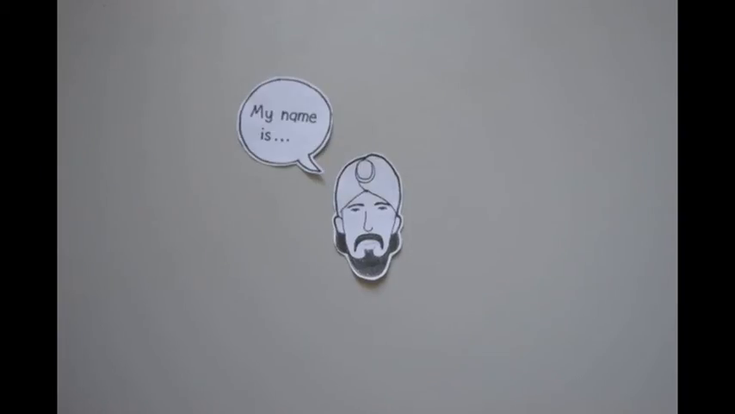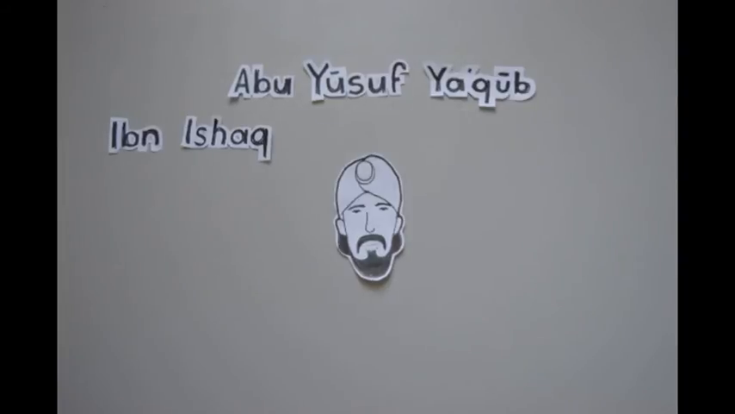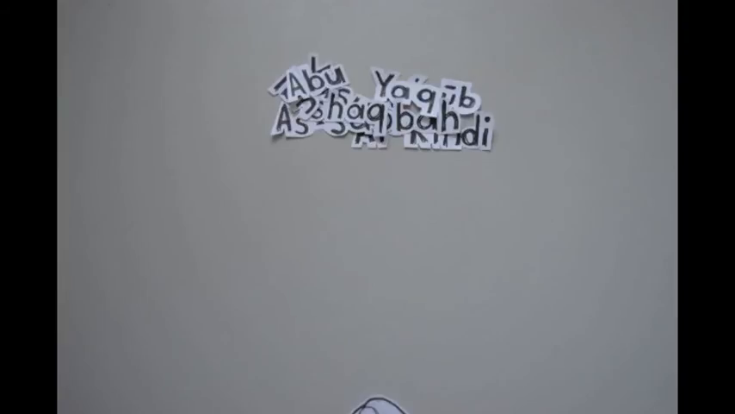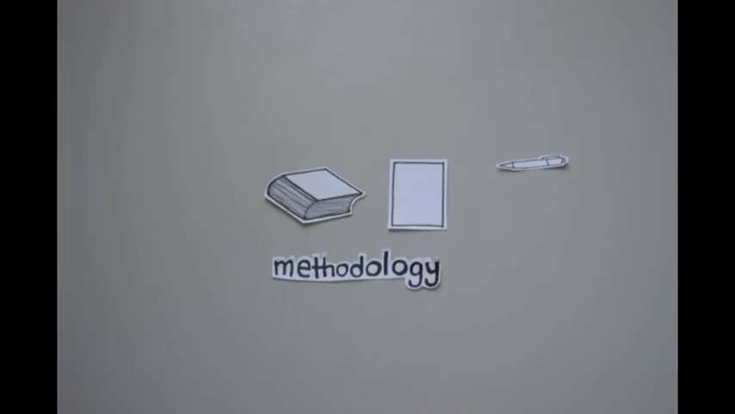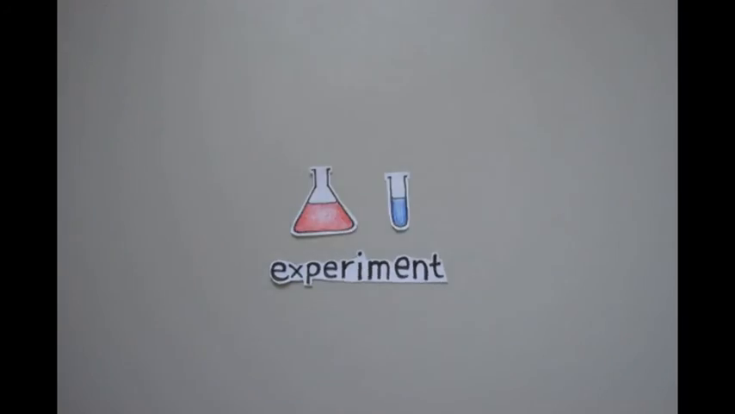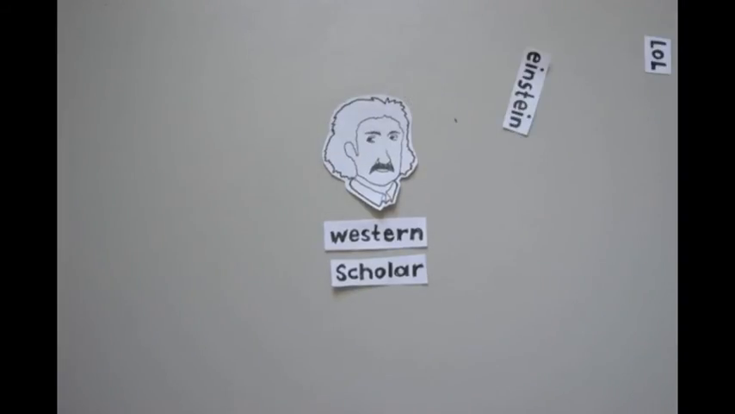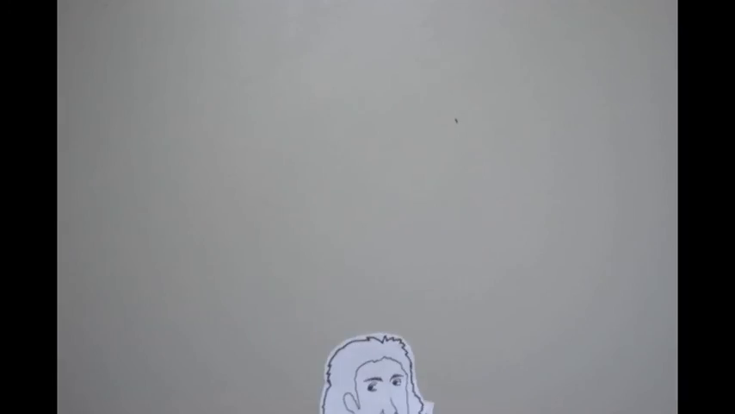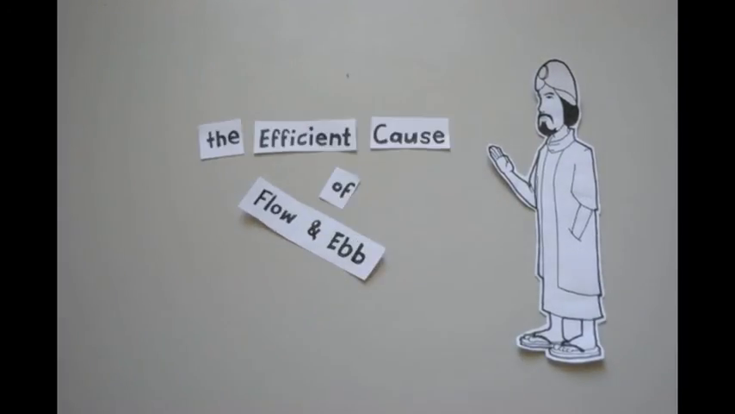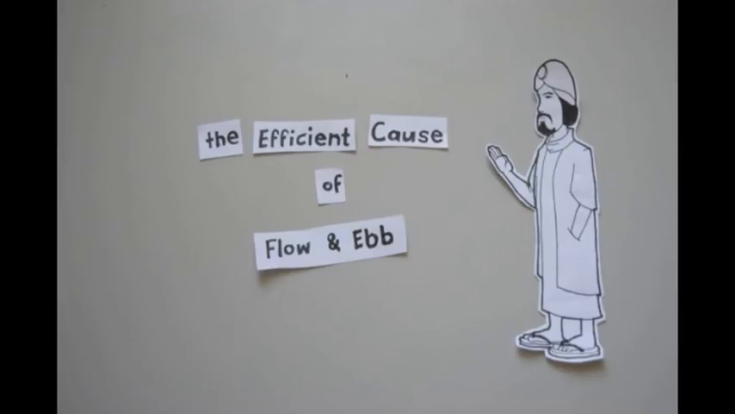Assalamualaikum. My name is Abu Yusuf Yaqub Ibn Ishaq As-Sabah Al-Kindi. You can call me Al-Kindi. My attribution was in scientific methodology and experiment, solely to Western scholars of the 20th century and after. Some of my experiments can be found in my treatise on the efficient cause of the flow and ebb.